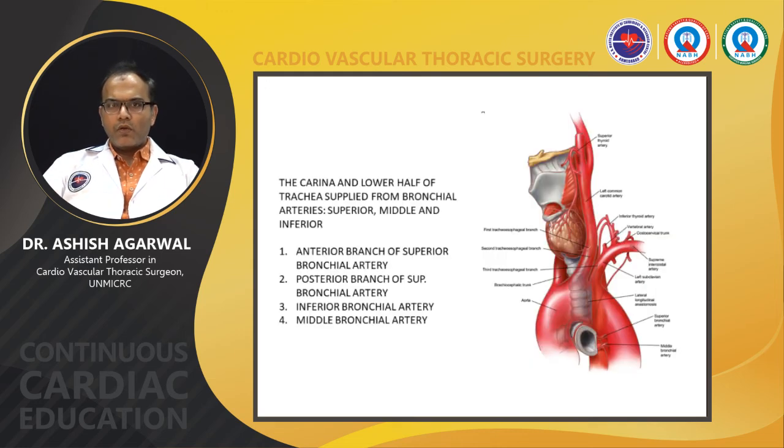Blood supply of the trachea is very important. It enters from the lateral wall of the trachea in a segmental fashion throughout its length, and it's a very important surgical principle to avoid excessive devascularization of the trachea. The carina and lower half of the trachea get supply from bronchial arteries: superior, middle and inferior bronchial arteries.